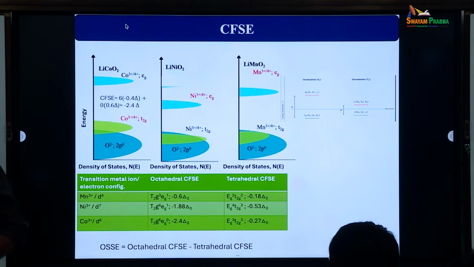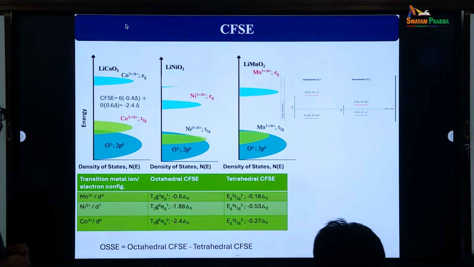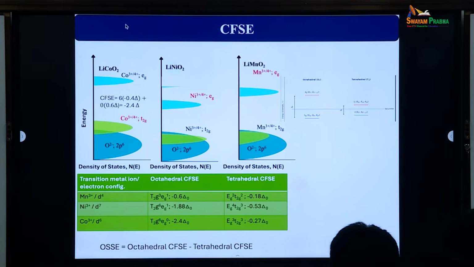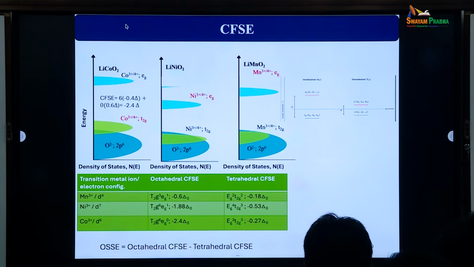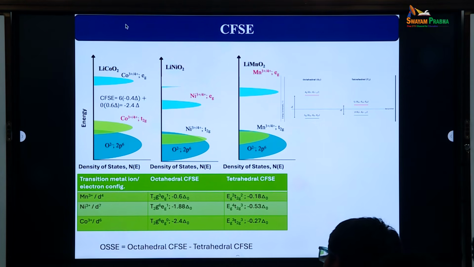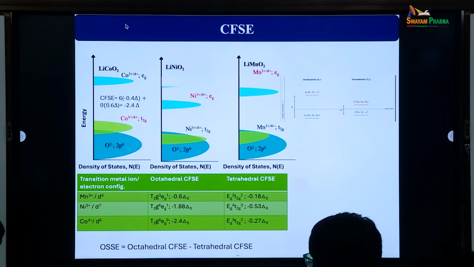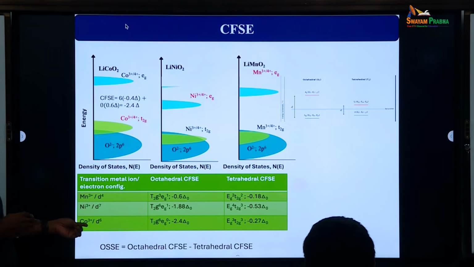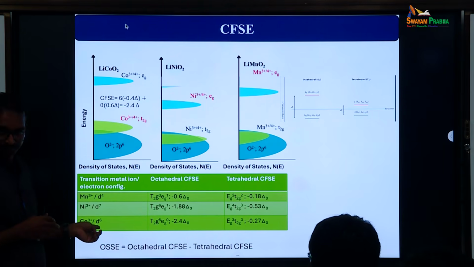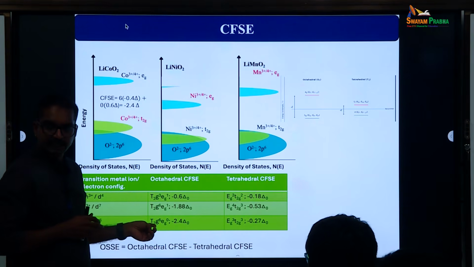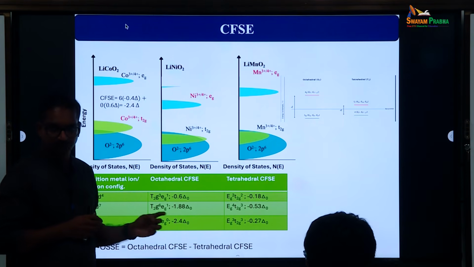Now let's look at, in the discussion we had, a metal ion which is sitting in the octahedral void. That means that metal ion is in the octahedral crystal field. Correct? So especially for transition metals, the 3d orbitals in an octahedral crystal field will split into T2g and Eg. Now let us look at cobalt 3 plus. It's a d6 ion. It will be distributing itself as T2g6 Eg0.